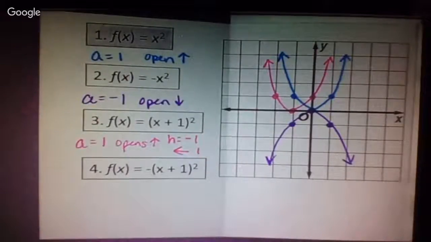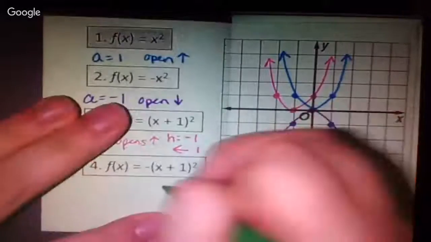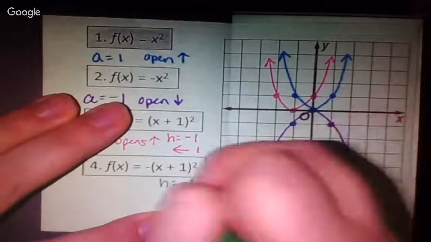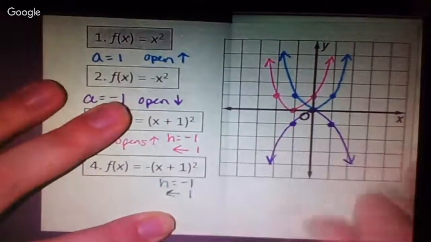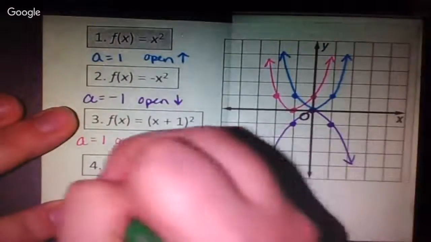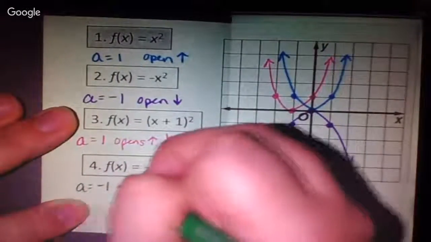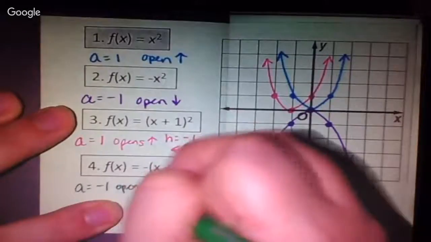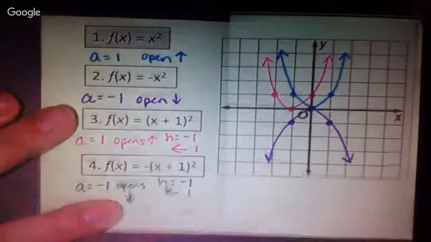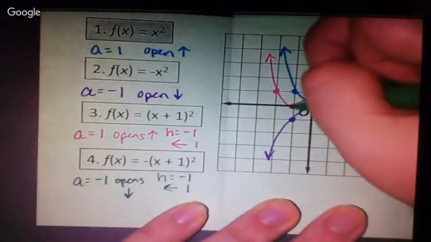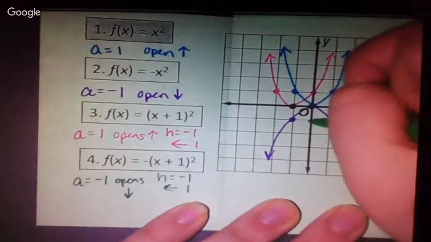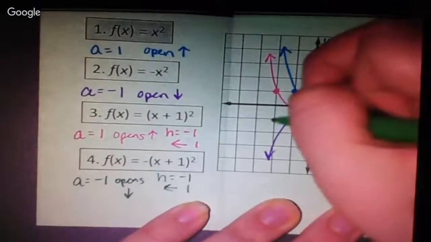So it still shifts to the left by 1. You still have that x plus 1. So my h value is still -1. So it goes to the left by 1. But Justin said this time my a value became a negative. So now it opens down. So vertex is still here, but this time we've got a sad face.